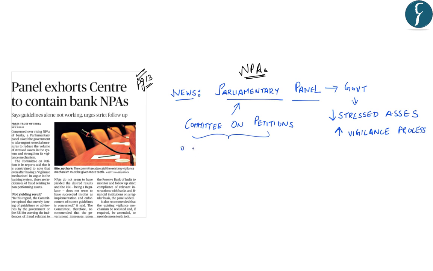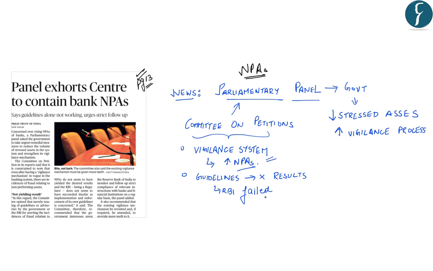It first says that although there is a vigilance system in the banks, despite it existing, we still have increasing frauds related to non-performing assets. It also says that merely issuing of guidelines by government or RBI for averting incidents of these frauds did not yield results, and therefore the regulator of the banking system, which is the RBI, has failed to implement or enforce its own guidelines. In order to set this right, the committee has made the following recommendations.